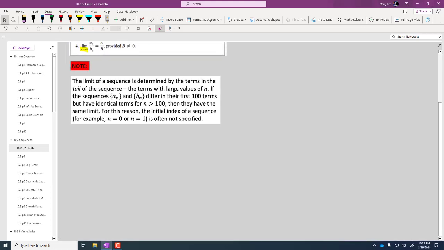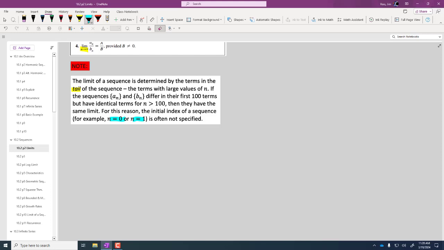Then just some intuition here. The limit of a sequence is based on the tail. If you chop off the first chunk, the leading terms, it doesn't change the limit of the sequence. They're just saying down here that sometimes they don't even tell you whether it starts at 1 or 0, it doesn't matter, because if you chop off the first 100 terms, it doesn't change the limit.